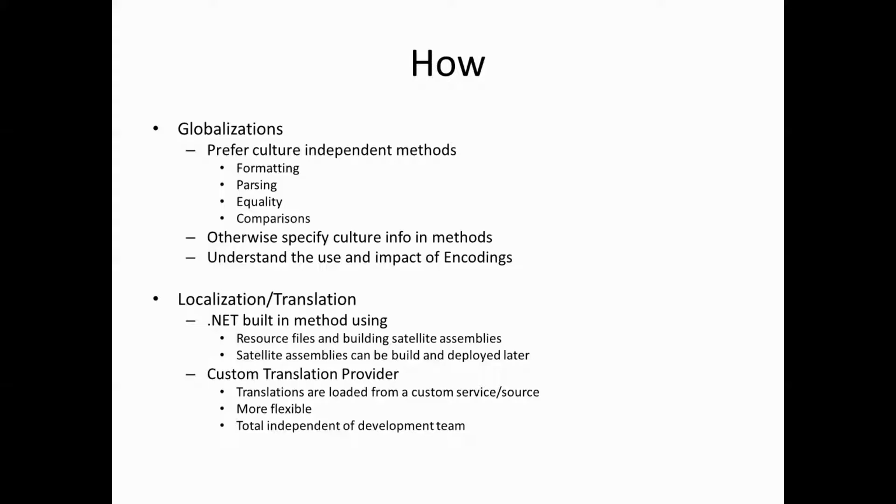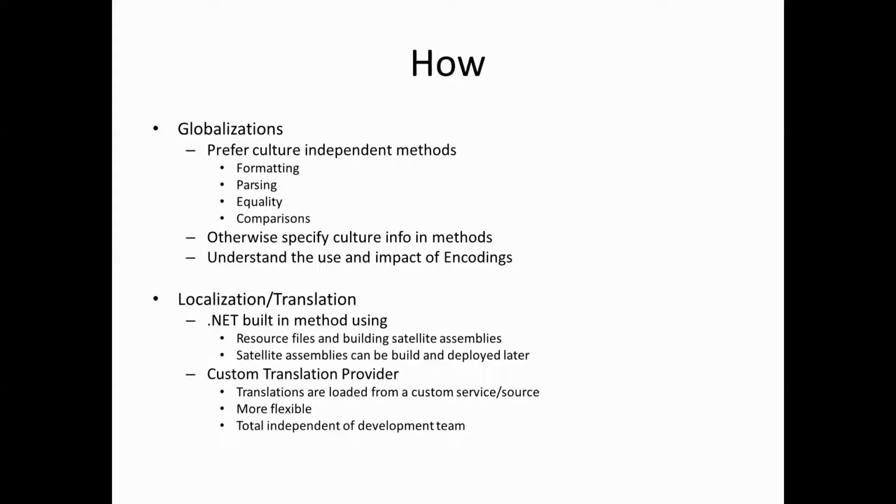And when the software runs, it detects if I am running in this locale and I have a satellite assembly to serve this locale, then it will go and load the resources from that particular resource file which is meant to serve for that locale. So if software is running in Japanese, it will try to find a satellite assembly with the Japanese locale ID, and it will try to load all the resources from that. So everything is translated in Japanese.